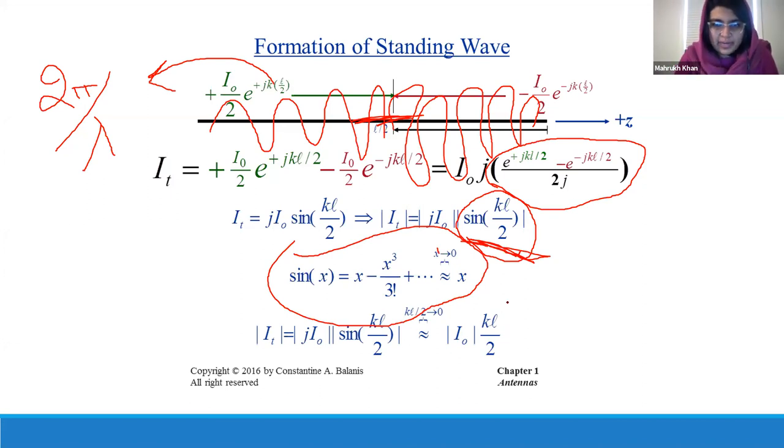So forget about this thing right now. But till here we are saying this is the transmitted, this is the reflected, and when they both join together here, they are creating something like that.